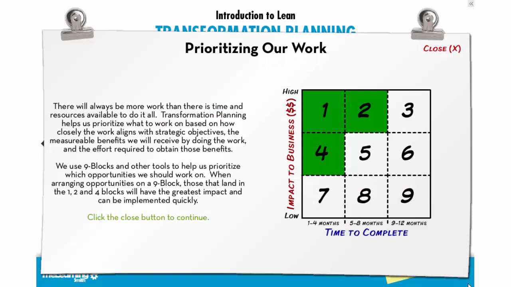There will always be more work than there's time and resources available to do it all. Transformation planning helps us prioritize what to work on based on how closely the work aligns with strategic objectives, the measurable benefits we will receive by doing the work, and the effort required to obtain those benefits. We use 9 blocks and other tools to help us prioritize which opportunities we should work on. When arranging opportunities on a 9 block, those that land in the 1, 2, and 4 blocks will have the greatest impact and can be implemented quickly.